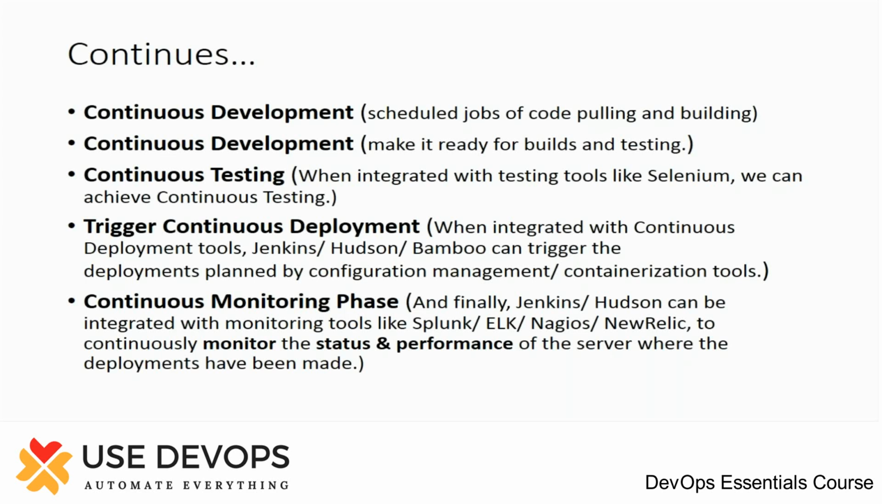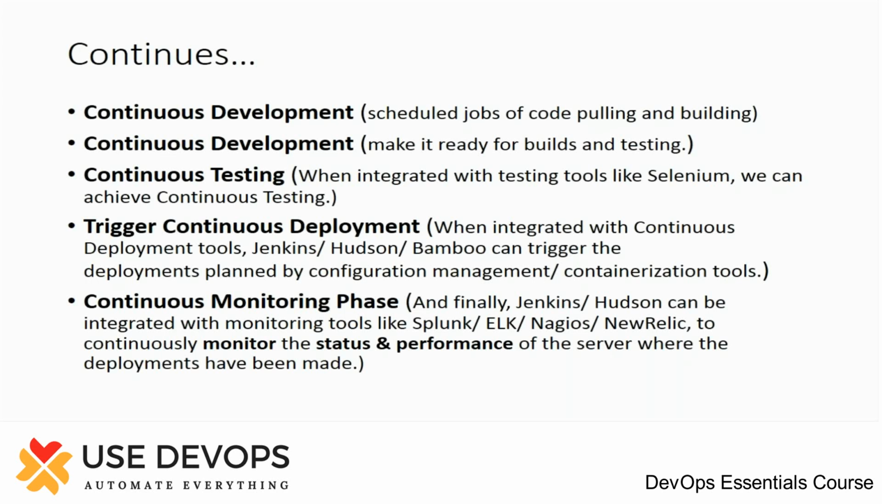When integrated with continuous deployment tools, the tools I have mentioned over here, Jenkins, Hudson, Bamboo, can trigger the deployment planned by the configuration management or containerization tool. So we can trigger them, or tell them that okay, you can start. So we need to integrate those tools. We will be seeing how we integrate configuration management tools like Puppet and Ansible with Jenkins, so that Jenkins will tell them that okay, you can start doing the deployment. And then they will start it. That is where we manage the continuous deployment phase, then the monitoring.